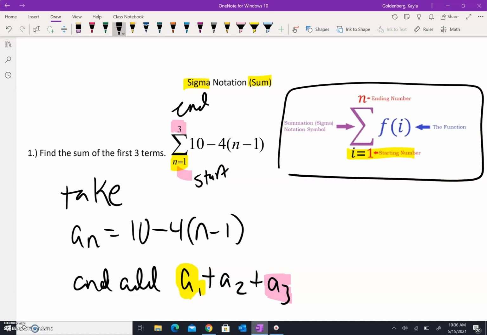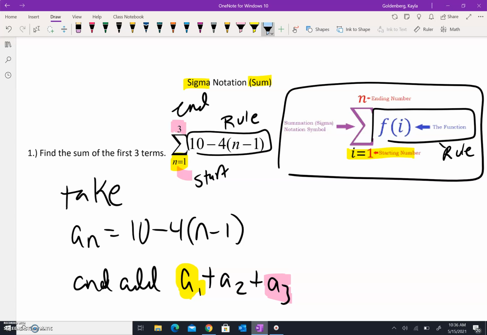This is the ending number. And then this is, they call it the function. You can think of it as the rule, the equation, right? This is my rule. So basically it's taking all this stuff and compressing it into a shorthand so we don't always have to write all that stuff.